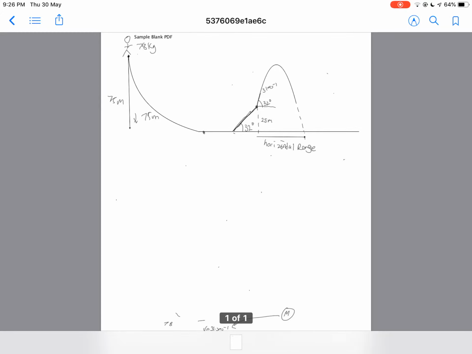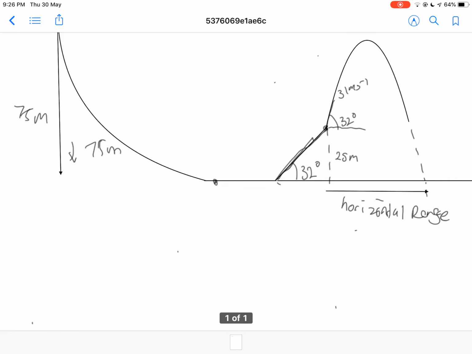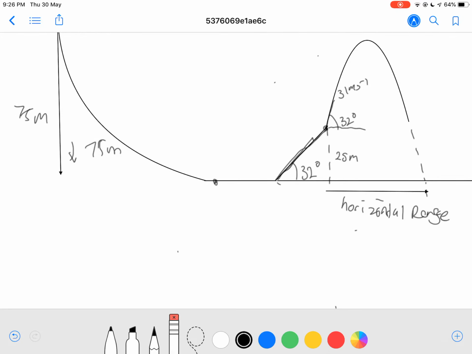Okay, question 3. What does question 3 ask us? It asks us to find the vertical velocity, which we don't know, and the horizontal velocity, which we don't know either. The initial velocity is 31 meters per second, and it makes an angle of 32 degrees with the horizontal. Using our knowledge of right angle triangles and SOHCAHTOA, we can find the vertical and horizontal velocity.